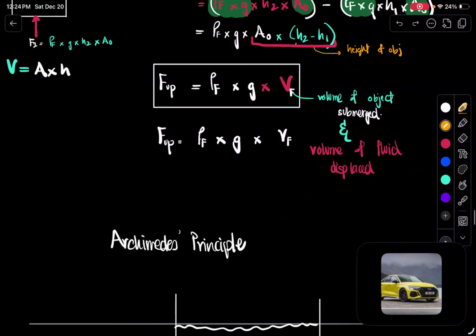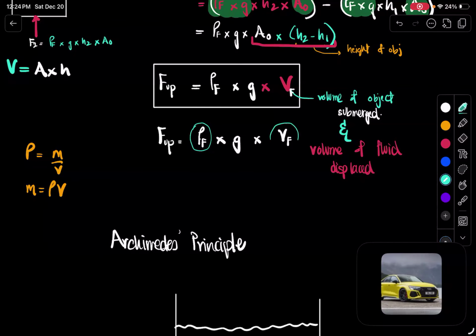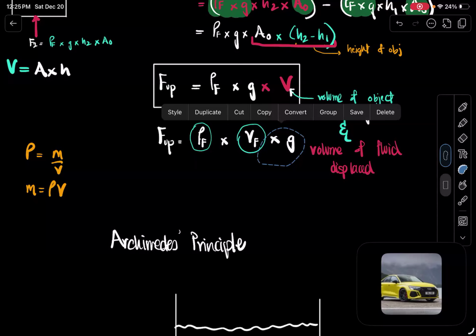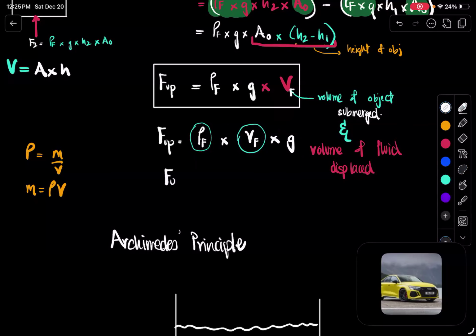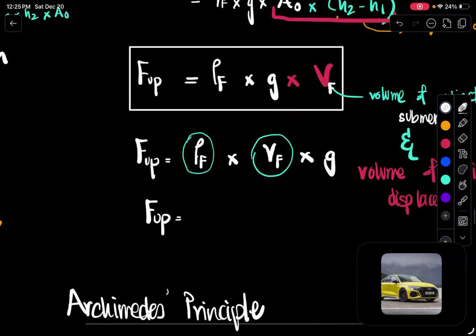Now, what was density? Density is equal to mass over volume, right? And do you know that mass is density times volume, right? It's density times volume. Now, do you see that density and volume are over here as well, right? So that means if you multiply them again, what does this become? This was the density of the fluid, right?